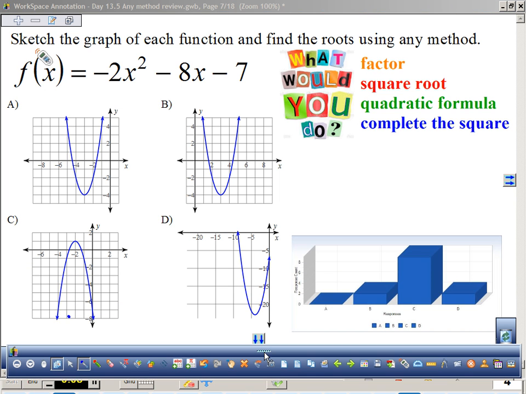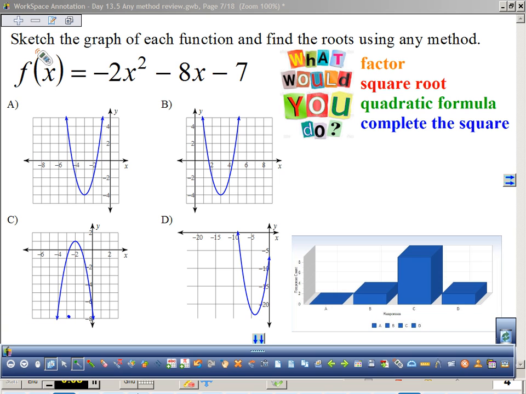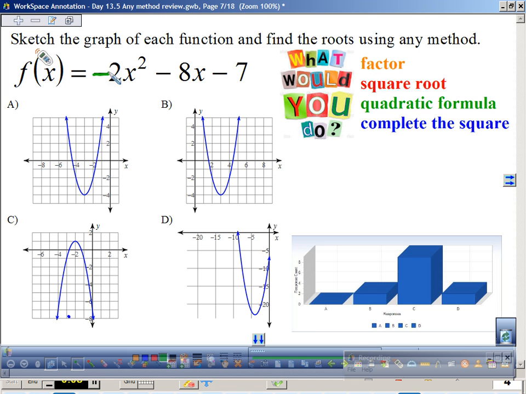All right, let's take a look at it. Let me change my color. Okay, first of all, it's a negative. That means it's got to be pointing down, right? And it's the only one pointing down. That was the easiest one ever. What's the other thing I can check? The y-intercept. Is it at -7? It sure is.